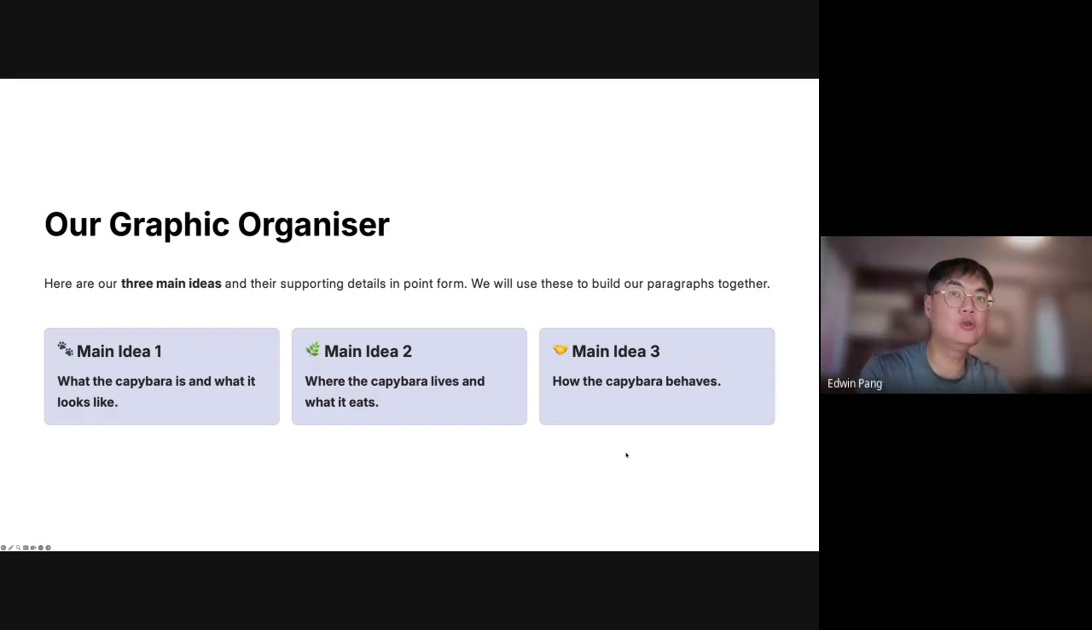That's true. Where a capybara lives could be maybe habitat, right? How a capybara behaves could be maybe behavior, right? So there are different ways to say a main idea, but all of them are correct. Anyway, these are the 3 main ideas. All good so far, everyone? Are you all following?